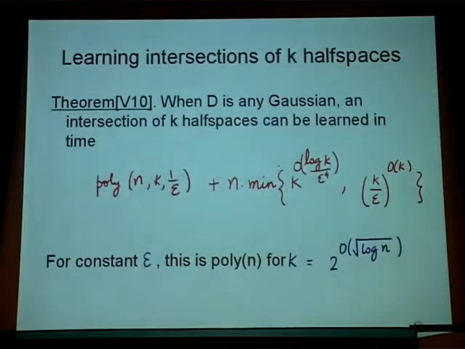So let the distribution be any Gaussian. The intersection of k half spaces can be learned in time that's polynomial in all parameters plus linear in n times a function of k alone. Not n. There's no dependence on n there. And the function is not terrible. It's just the minimum of the two earlier functions. We're just taking the dimension to be k. So in particular, it's poly n for k all the way up to 2 to the square root log n.